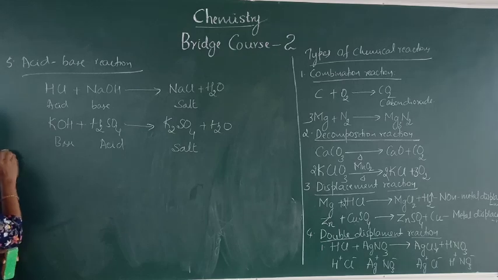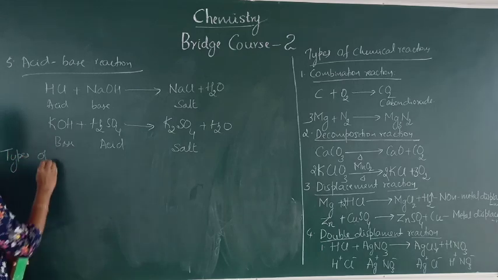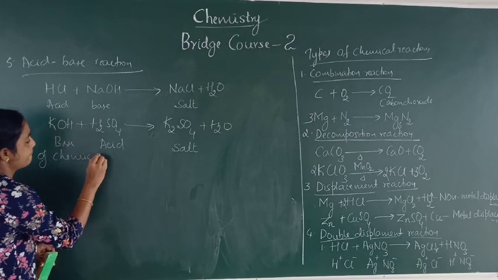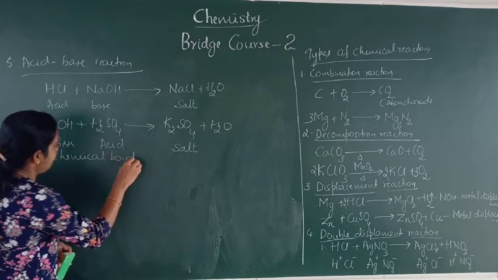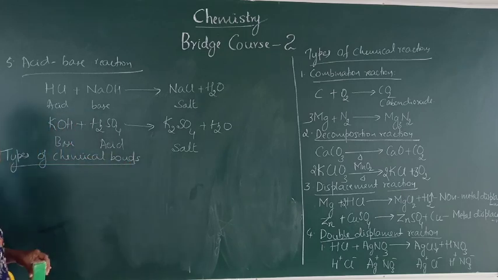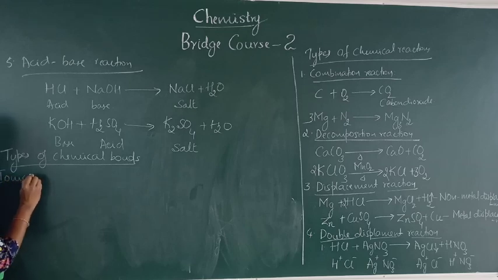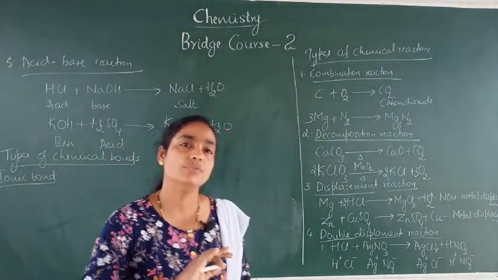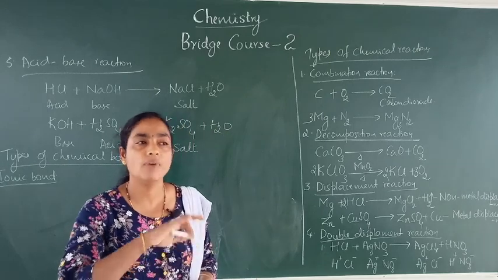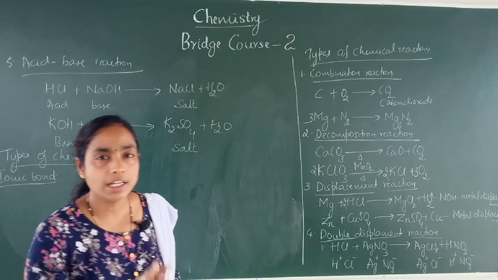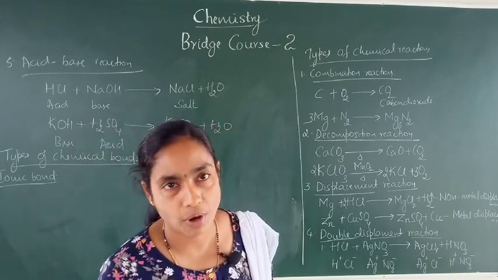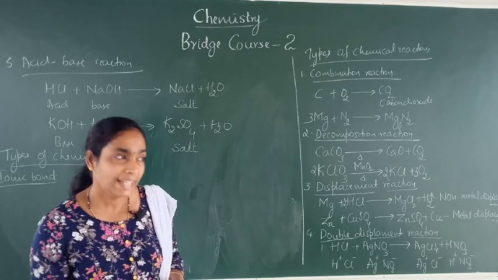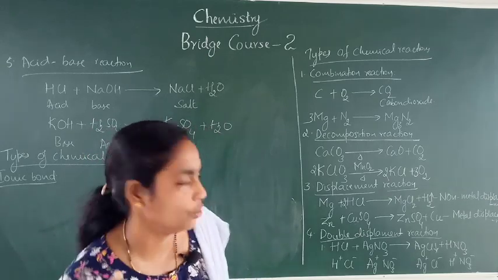Next, we will study types of chemical bonds. First type is ionic bond. Ionic bond is formed by the complete transfer of electrons from one atom to another atom. The atom which loses electron gets positive charge and the atom which gains electron gets negative charge.